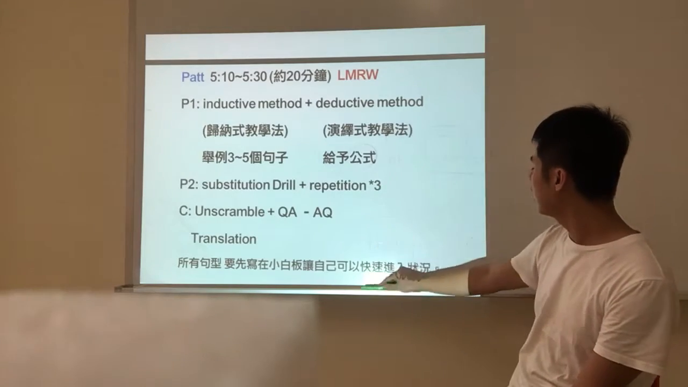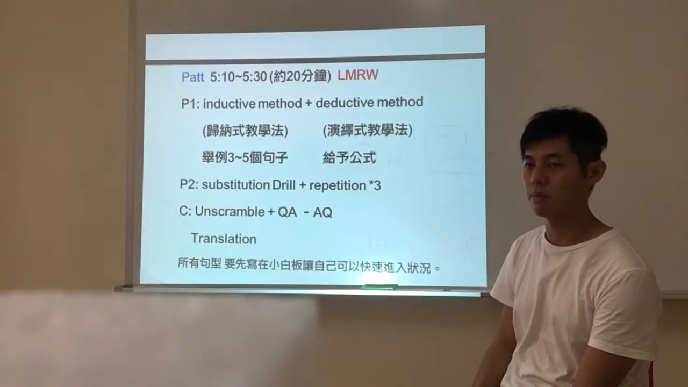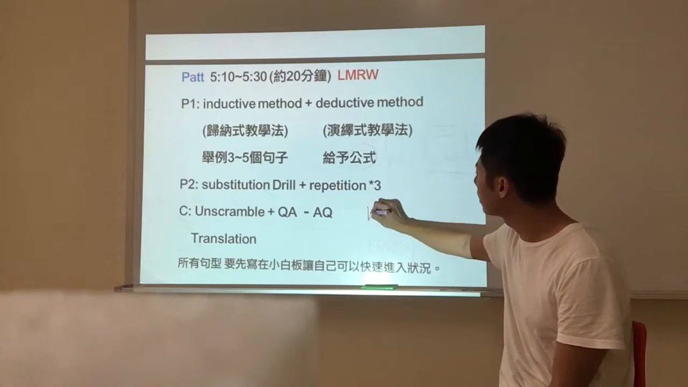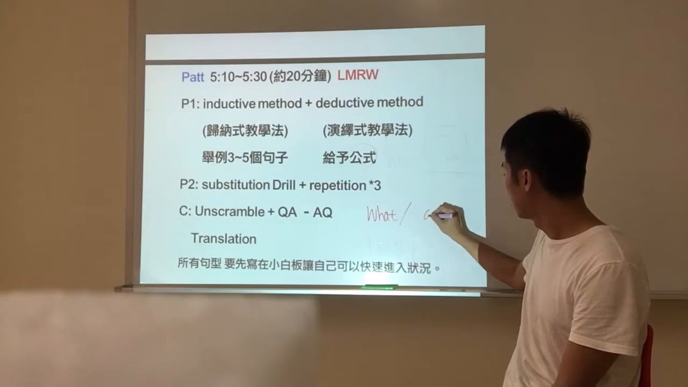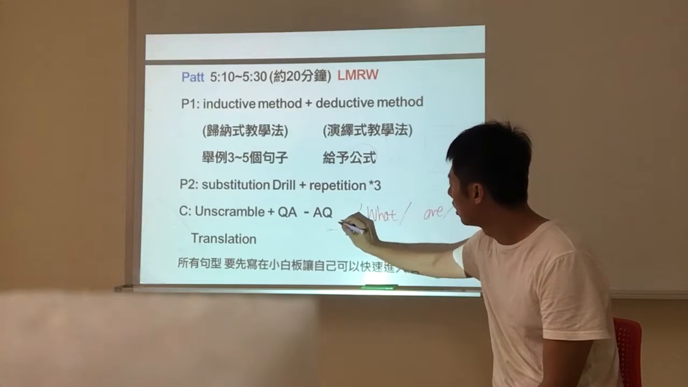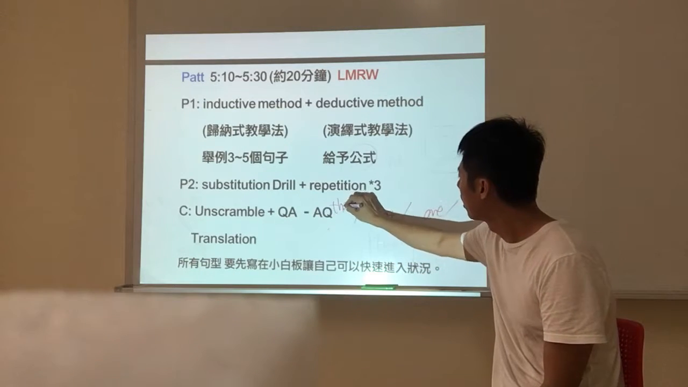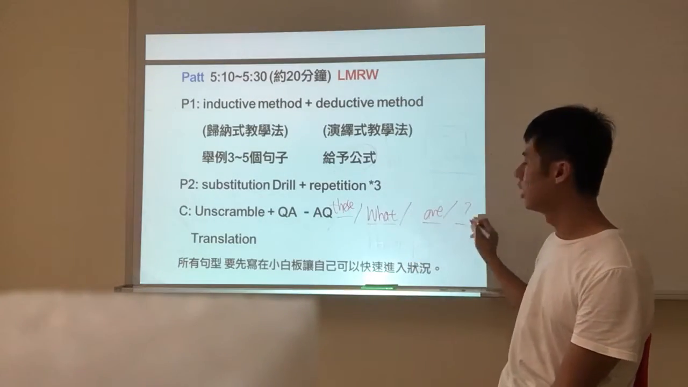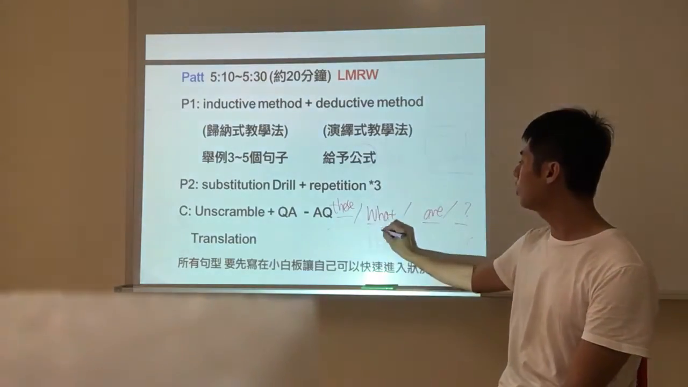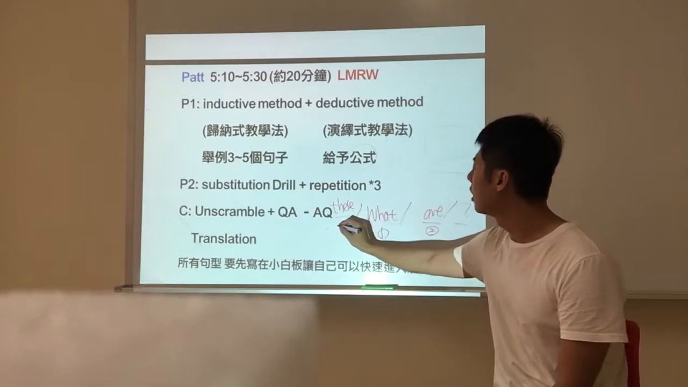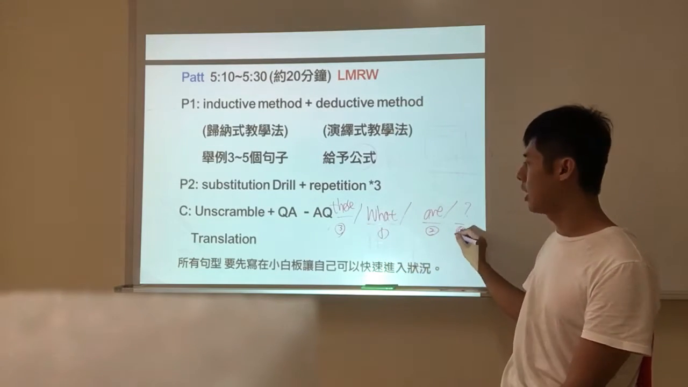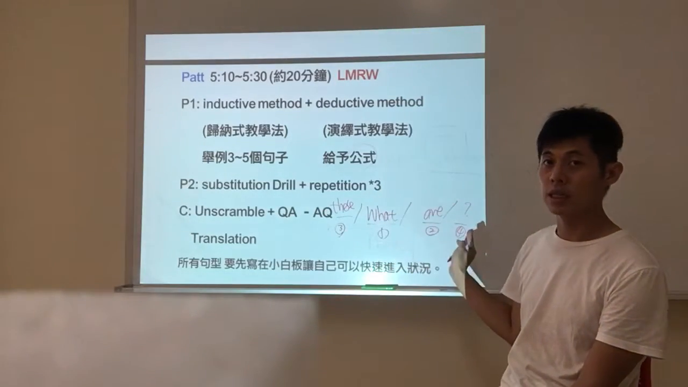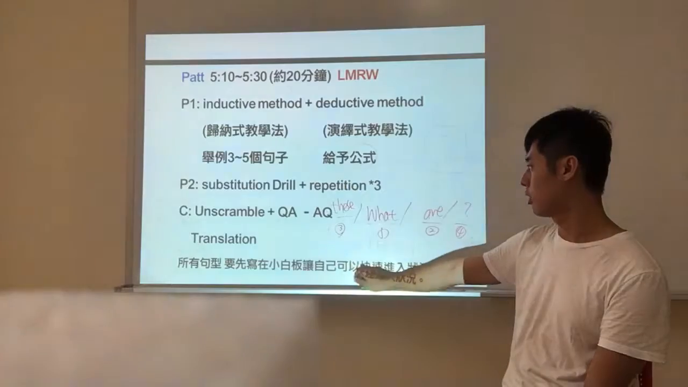Okay, unscramble is very useful to teach them grammar. For example, I will teach what, W-H-A-T, what, are, these, question. So this is not an ordered sentence, so we have to order it. What are these? Question mark. And the student will know how to unscramble the sentence by himself. So that we call unscramble.